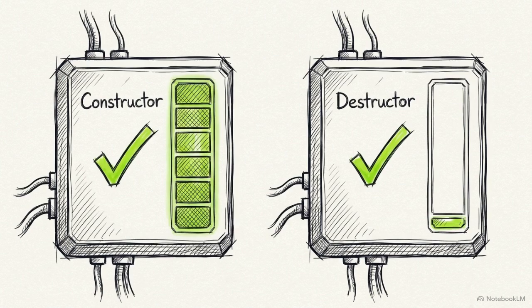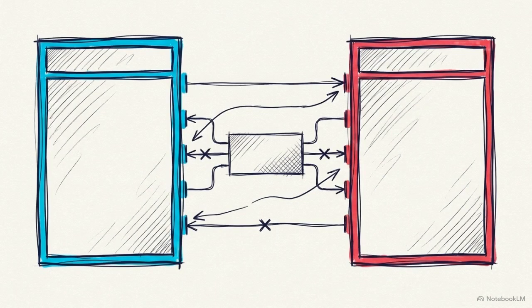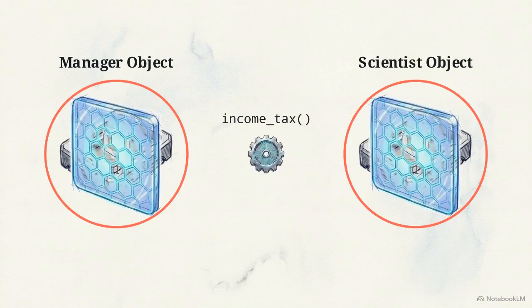Strict encapsulation creates a structural dilemma. Sometimes two distinct objects must interact closely without exposing their private data to the entire system. Consider a manager class and a scientist class. Both contain private salary data, and both need to be processed by a single income tax function. The function is trapped outside their individual memory boundaries. C++ resolves this through the friend function.